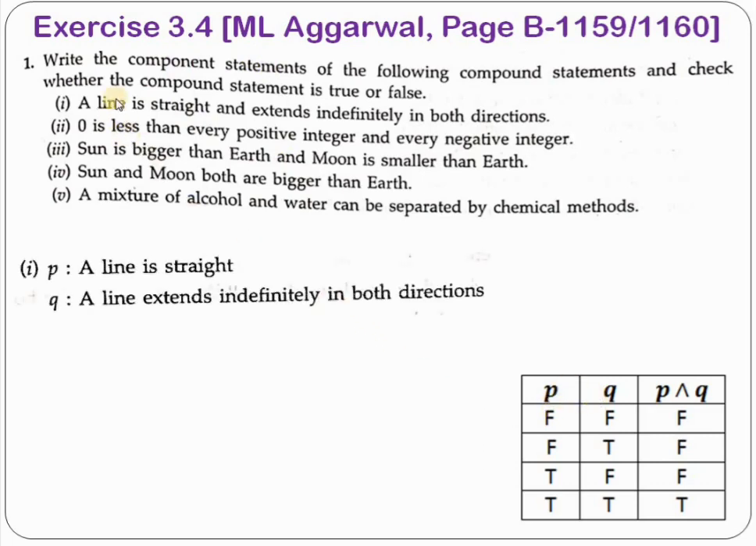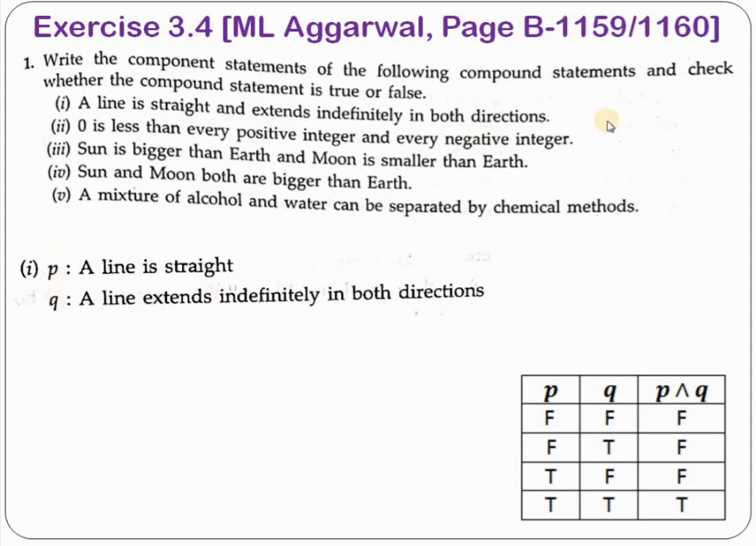Okay, so the first one says a line is straight and extends indefinitely in both directions. So if I ask you to separate this into component statements, then you write this as P, a line is straight. The other is Q, a line extends indefinitely in both directions. Okay, so these are two component statements.